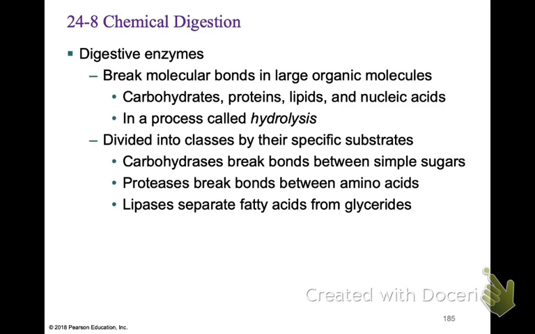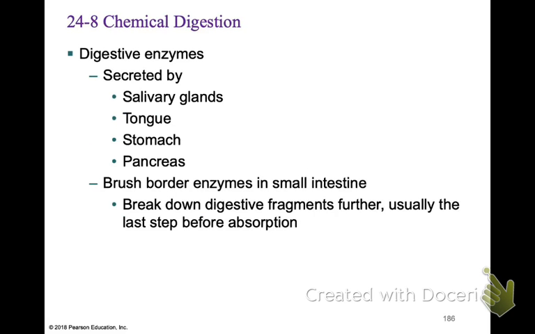So the main process of chemical digestion is going to be through the enzymes. And we're going to have enzymes to break down some of the carbohydrates, most of the proteins, some of the lipids, and the nucleic acids. And so we have carbohydrases to break down carbohydrates, proteases, and lipases, obviously. So our digestive enzymes are secreted, as we've already seen, mostly by salivary glands, stomach, and pancreas, and then the brush border enzymes in the small intestine.